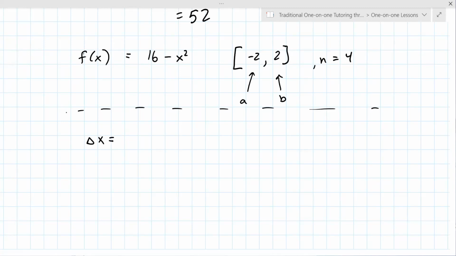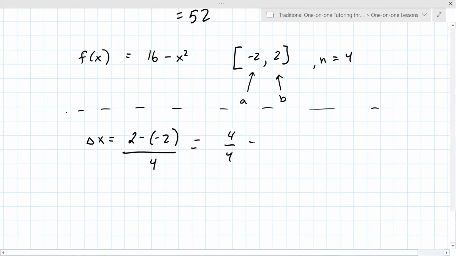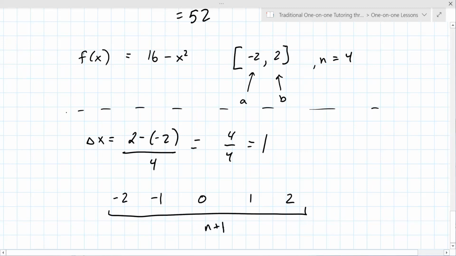Yes, so it's 2 minus -2 over 4. I guess short of the formula, but that's 4 over 4, which gives you 1. So I recommend starting with the left endpoint, and then you go delta x. Now, what's interesting is you always get your n value plus 1 there. So there's 5 points. Where did you get those 5 points from? So you take A, this is your A value.